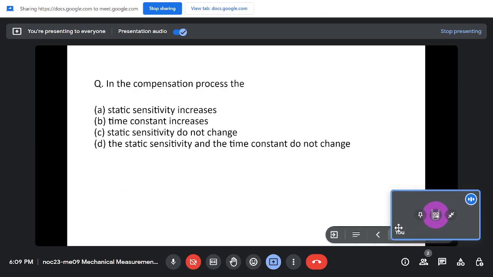Moving on to the next question, we have: in the compensation process, out of the 4 options, static sensitivity increases, time constant increases, static sensitivity does not change, or the static sensitivity and the time constant do not change.